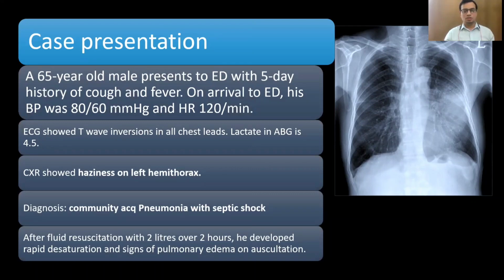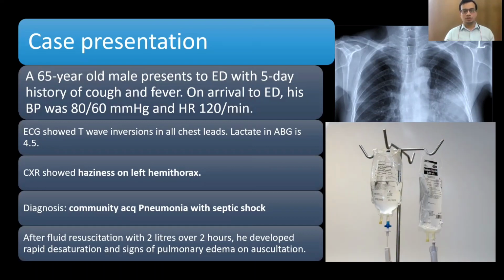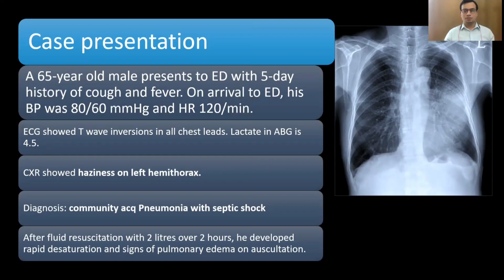Diagnosis made was community-acquired pneumonia with septic shock, and then we started the fluid resuscitation with 2 liters of crystalloid given over 2 hours. After the fluid resuscitation, in the line of septic shock guideline, he developed rapid desaturation and signs of pulmonary edema on auscultation. Now, the question we should ask in this case is: what intervention led to deterioration of the respiratory status and desaturation in this case?